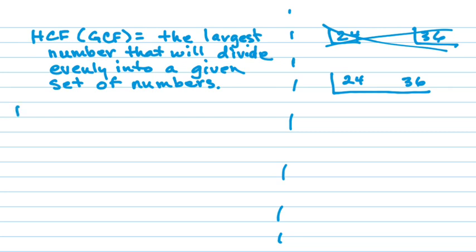So let's talk about steps. First step: write the numbers in an upside down division symbol. Remember, we're using a division symbol, but it's upside down.